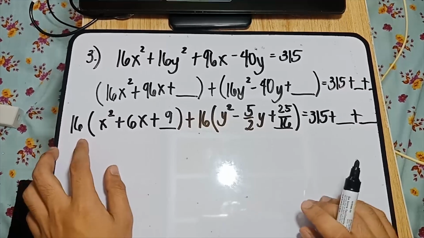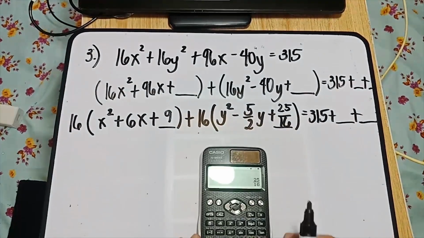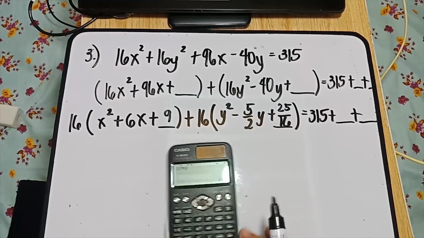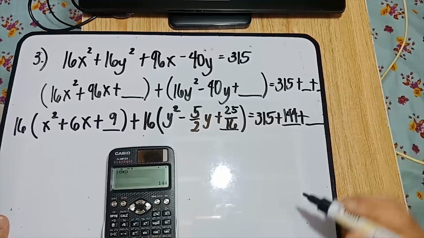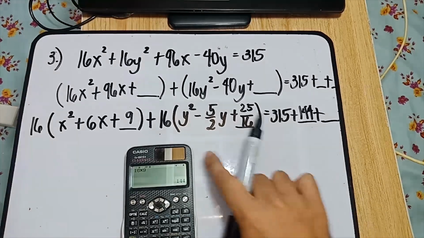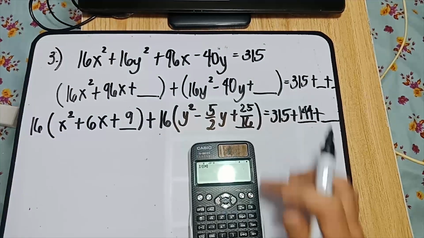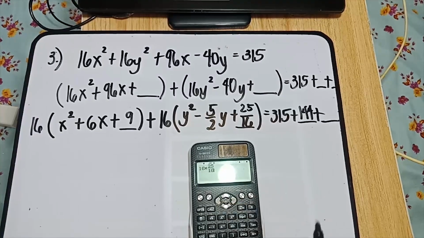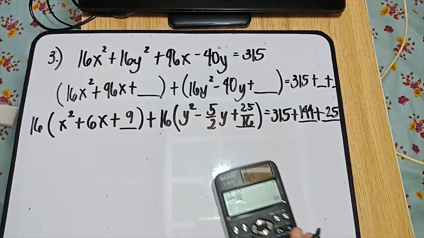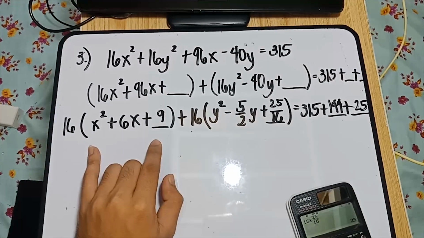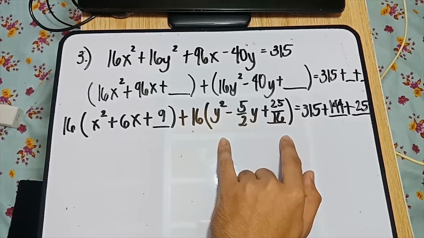So, yung 16 na yan, multiply natin doon. So, 16 multiply by 9, that is 144. So, ito ngayon ay 144. Then, yung isa naman, 16 multiply by 25 over 16, that is 25. Alright. So, ngayon, perfect square trinomial na ito.